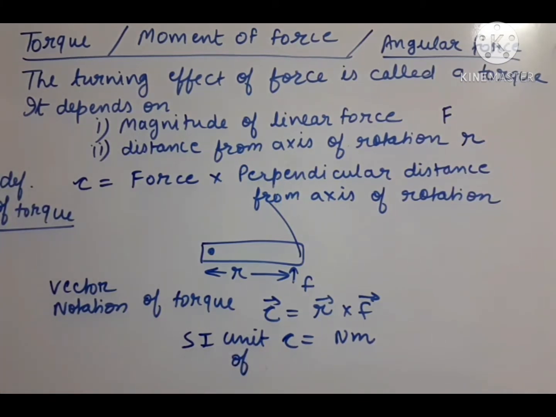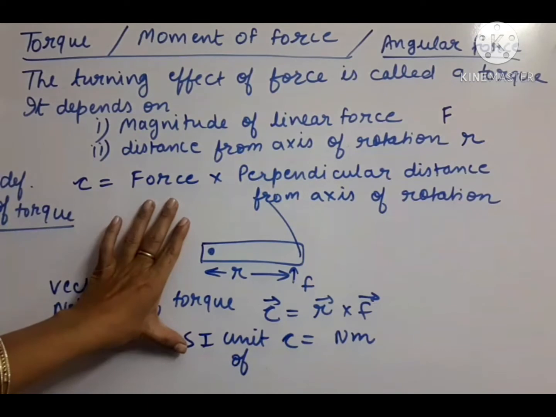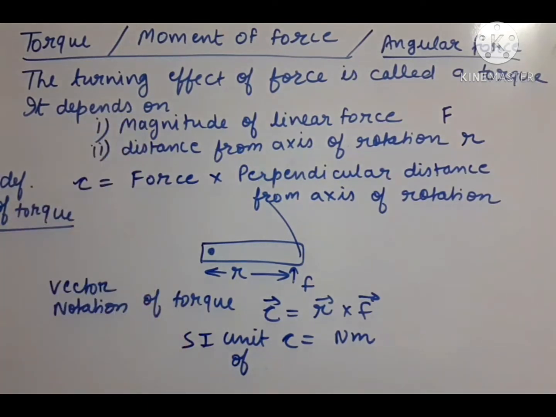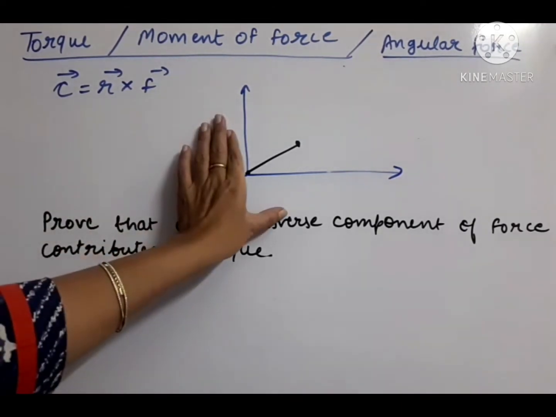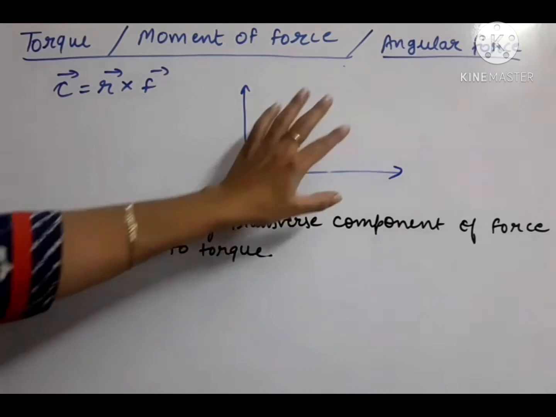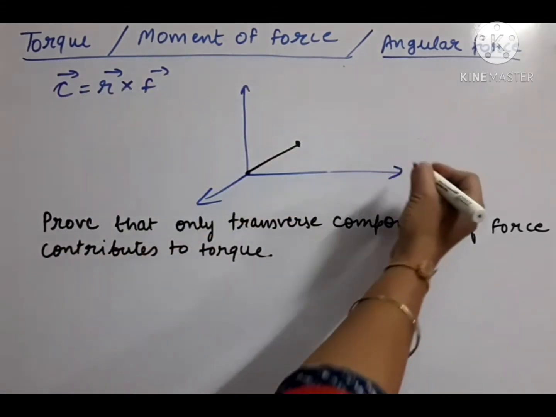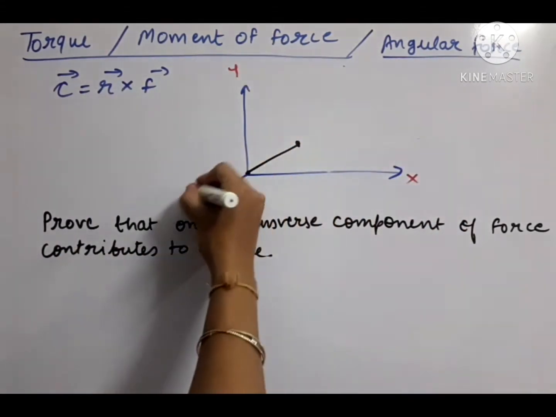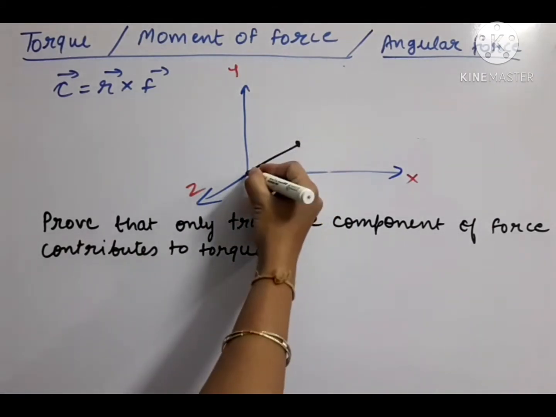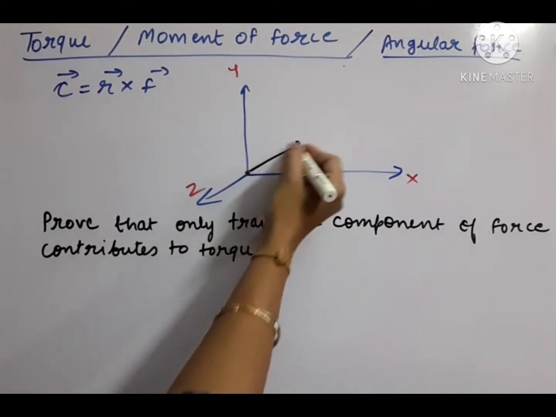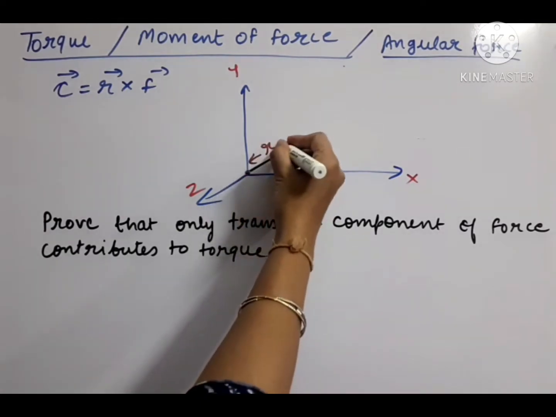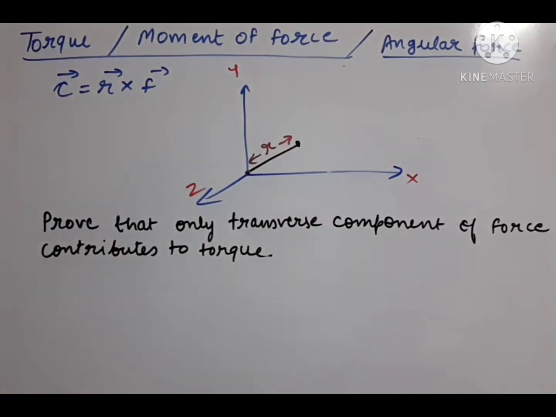Now we have to understand further detail about this torque. Note down all this. So first of all, we will be drawing a diagram. Suppose in this coordinate system, this x, y, z system, this is the fixed axis, or axis of rotation, and this is that object. So the r distance is this distance, or in vector notation, this is the r vector.